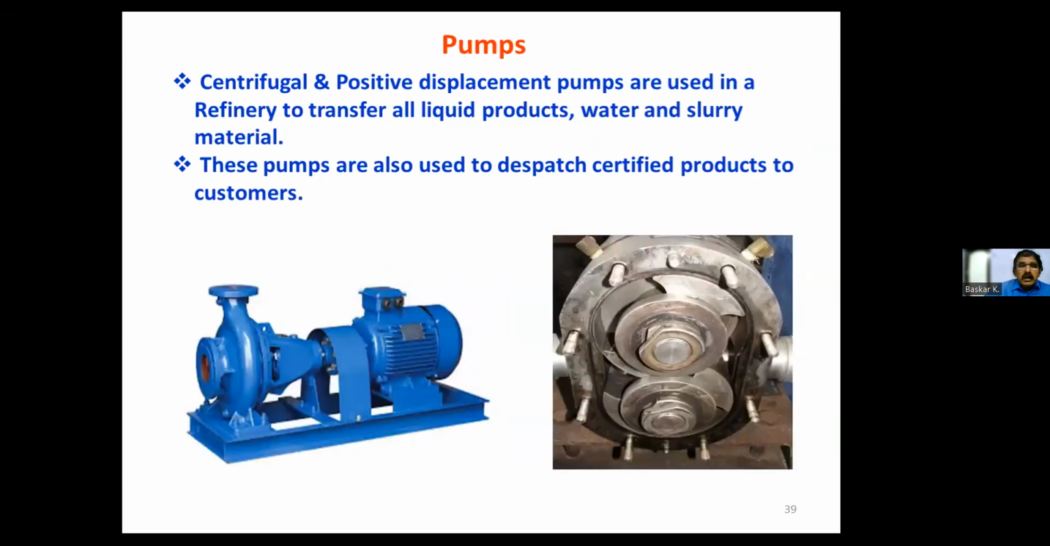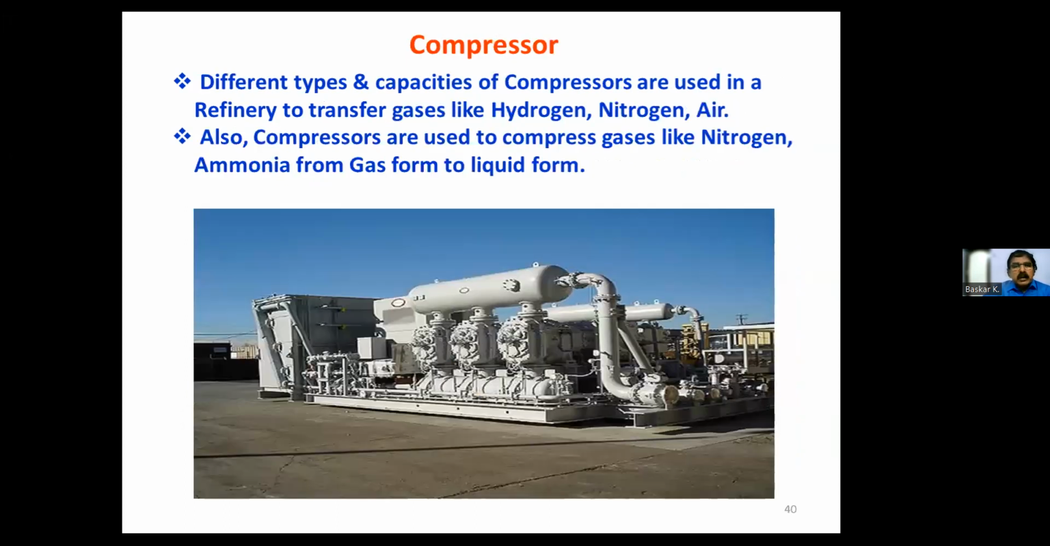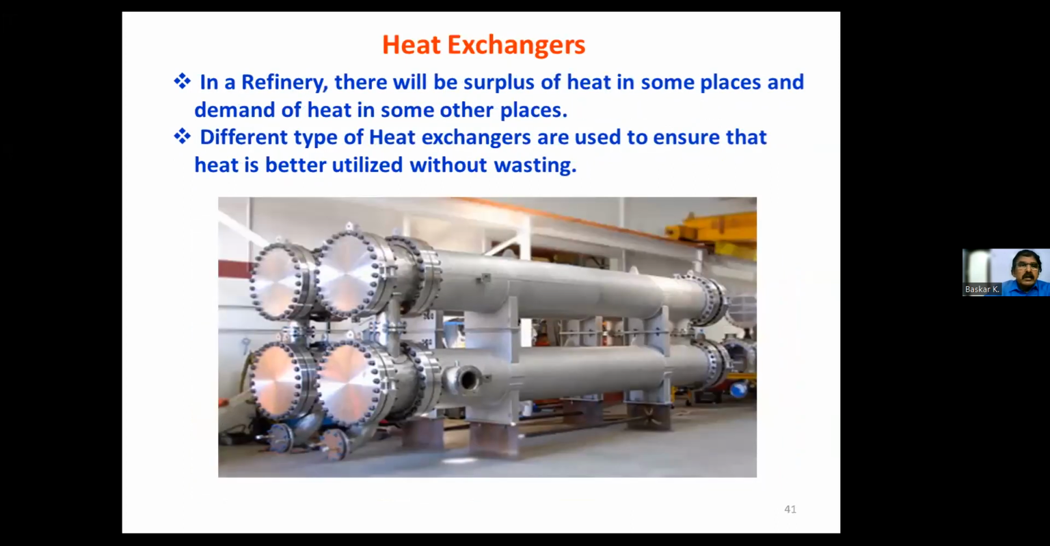And we have different pumps, centrifugal pumps and rotary pumps. For slurry fluid, we cannot use a centrifugal pump; we use a rotary or positive displacement pump. And we have compressors because, as you know, there is a hydrogen compressor, and for the lube oil system we need an ammonia compressor for making it liquid. So compressors are required.